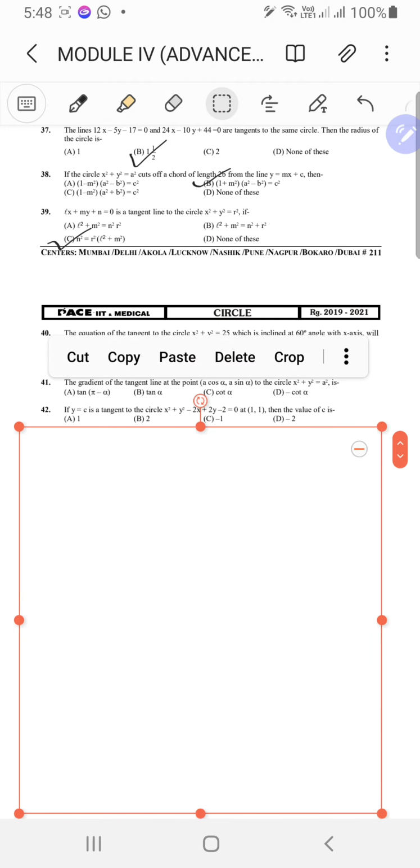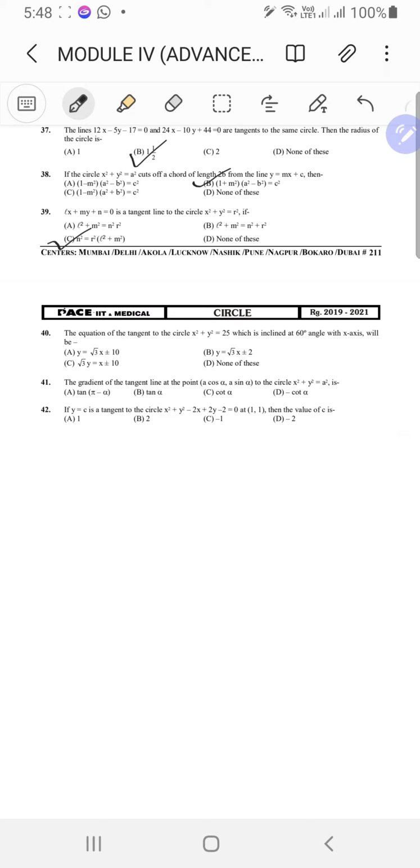Okay, 40. The equation of the tangent to the circle x squared plus y squared equal to 25, which is inclined at 60-degree angle with the x-axis, will be, right? So the equation of a tangent to this circle, I guess we can do this. So it's inclined at 60-degree with the x-axis. How can we do this though? That's just like y equal to, I think we know how to do this, right?